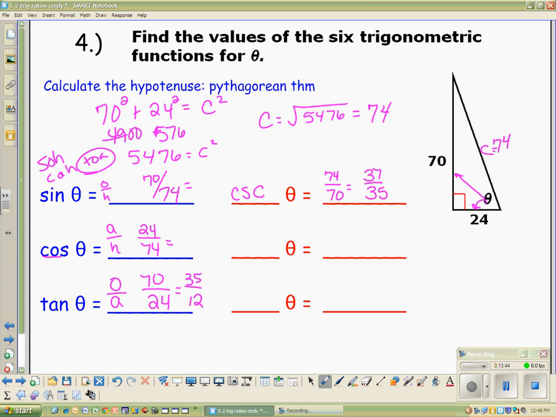And cosine matches up with secant, and that is going to compare hypotenuse over adjacent. Hypotenuse of 74, adjacent side of 24, reduces down to 37/12. And tangent, cotangent is its reciprocal function, and that is going to compare, normally it's opposite over adjacent, so this is going to be adjacent over opposite. And my adjacent side is 24, my opposite is 70. How about 12/35?